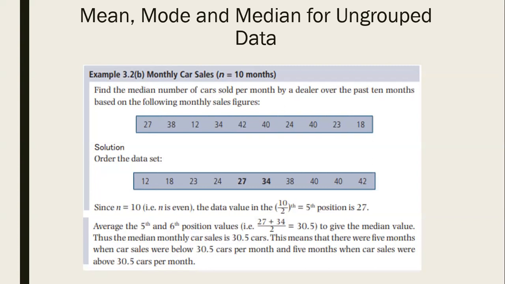But since this number is even, we need to first find the n over 2 position. In this case, 10 over 2, which is the 5th position. When you find the 5th position, you mark it. This is not your median, because remember, the median is the value that separates the data into 2 equal parts. So you then find the next value that is next to the n over 2 position, which in this case is this one. So you add these two and find the average.